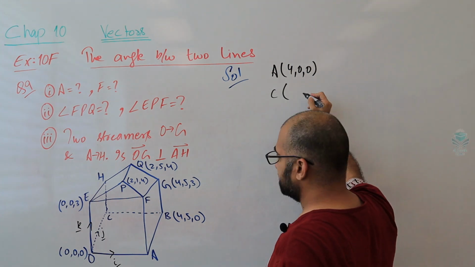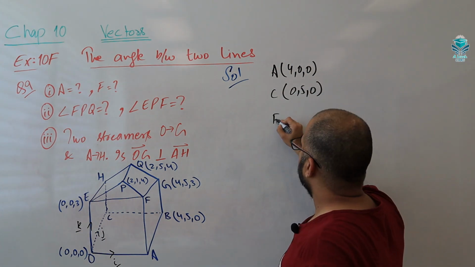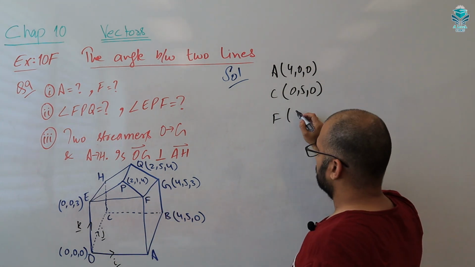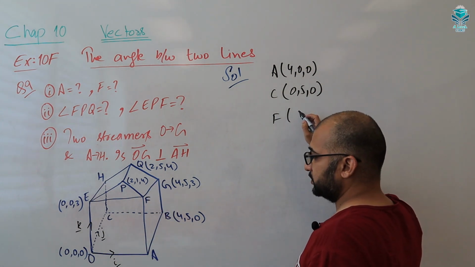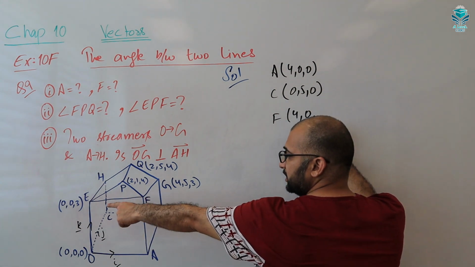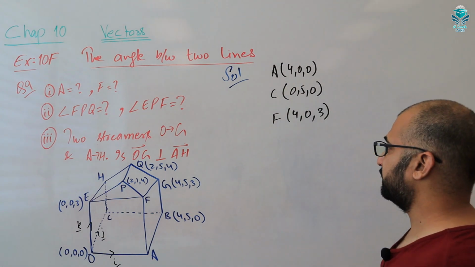Similarly the coordinates of C can be written as 0 5 0 and F is on the x-axis and z-axis, so mean x and z-axis, y is 0, x is 4, y is 0 and E height is equal to the F. So the coordinates of F are this one.